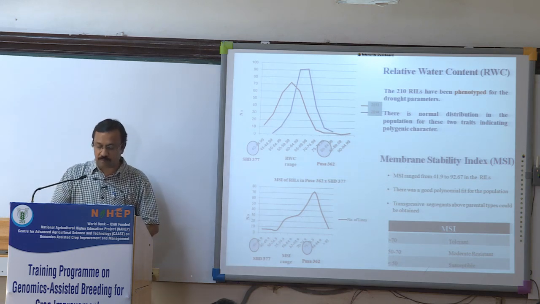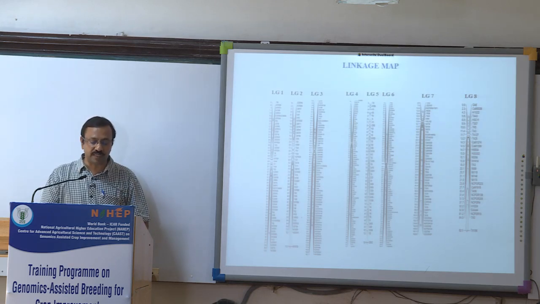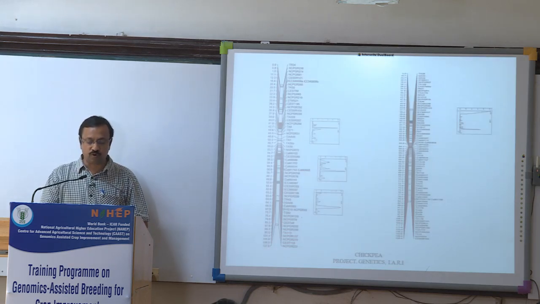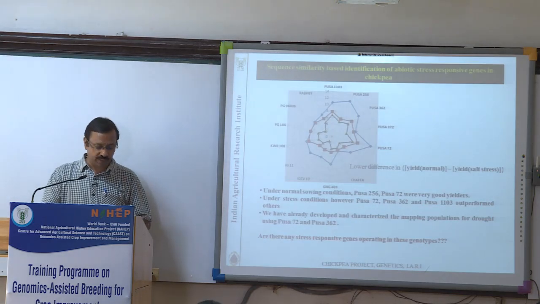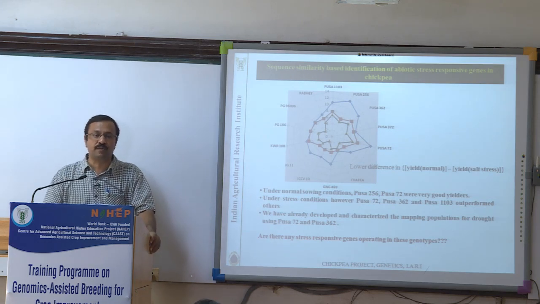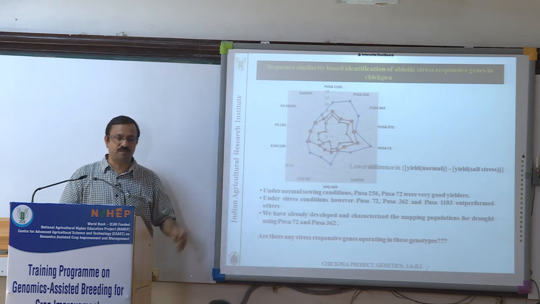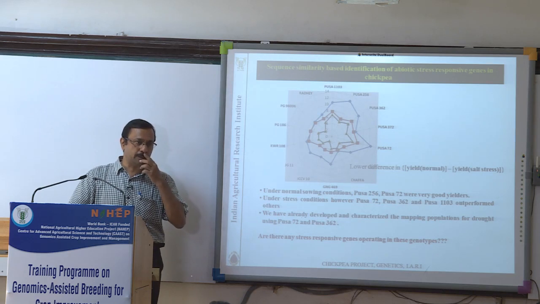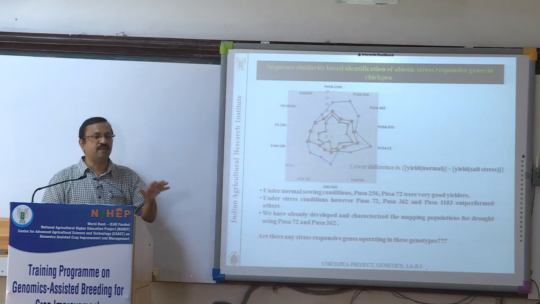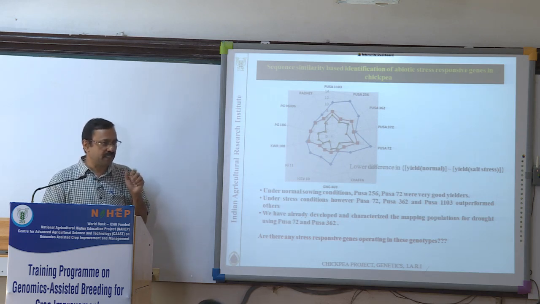We developed this, and then we used these 2 characters, membrane stability index and relative water content, and we developed a linkage map, to carry the story forward. We could identify the QTLs, and then we followed a 2-pronged approach. Already there are some resistance genes that have been reported in various crops. We wanted to see how many of these genes work in chickpea, and whether we could mine these genes and use them. You get genic-based markers, which are much better.